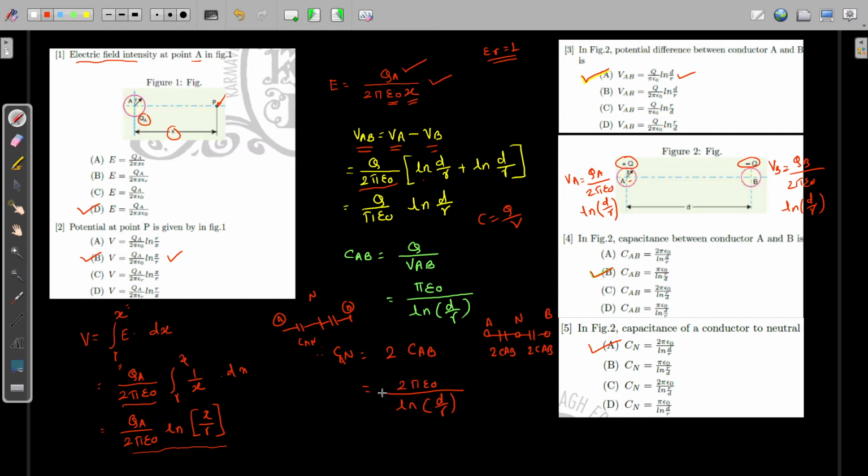So twice of CAB is 2 pi epsilon 0 divided by ln d by r, because CAB is equal to pi epsilon 0 divided by ln d by r. So from this we can conclude that the capacitance to the neutral is twice the capacitance between the two phases.